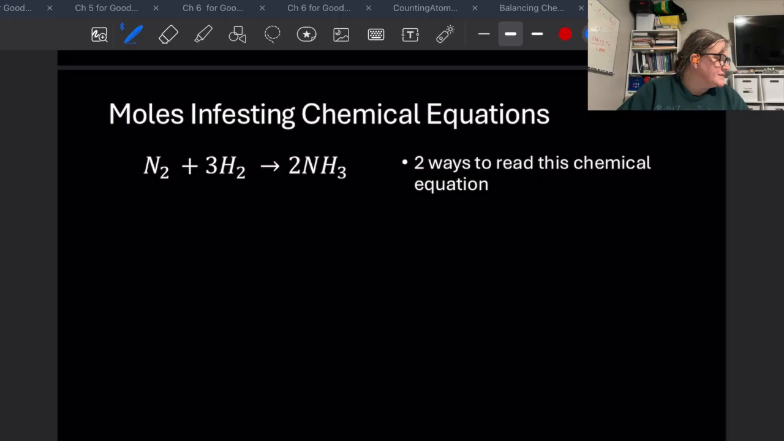Right about the middle, it says moles in chemical equations. I just love these cute little names that they have for the chapters or for the sections.